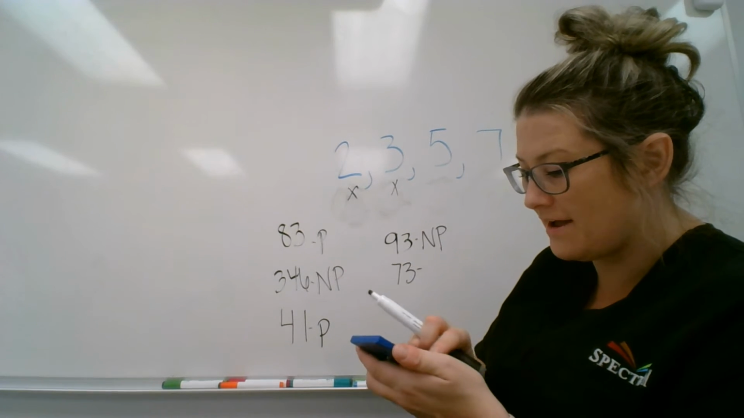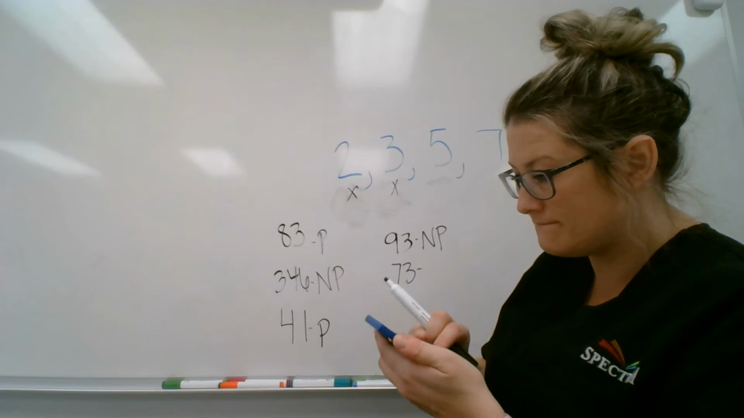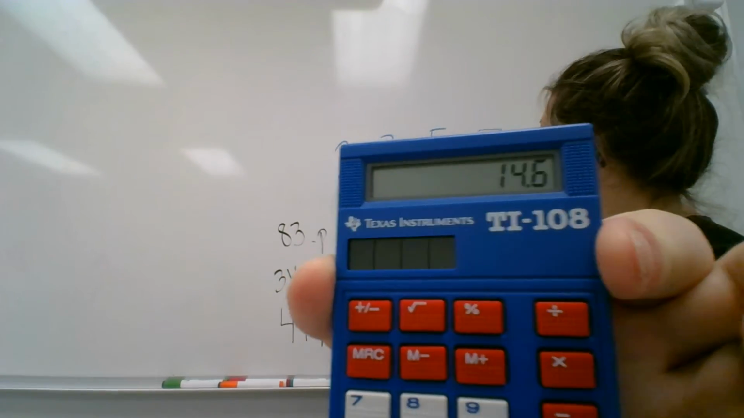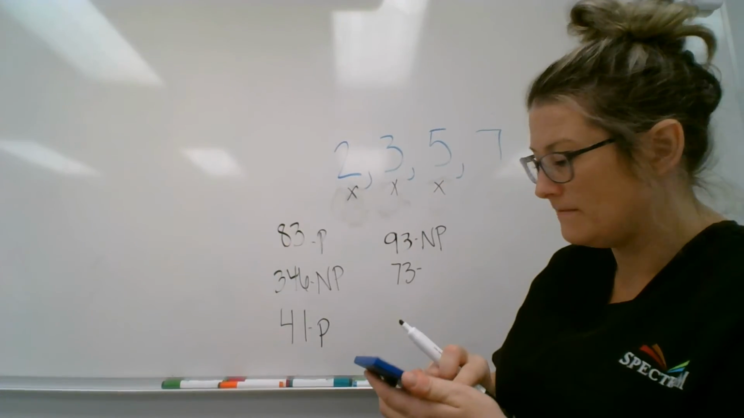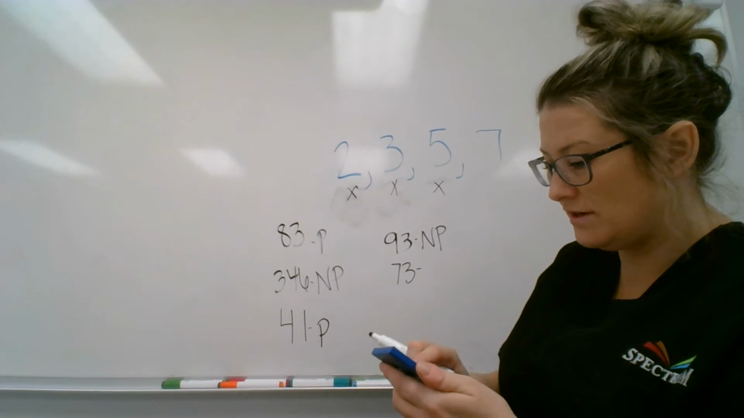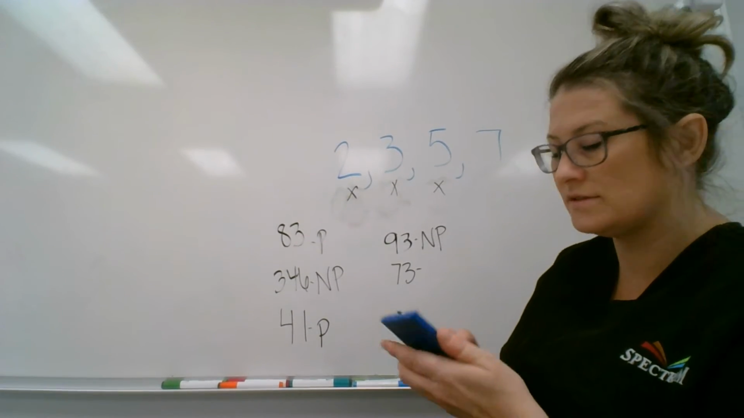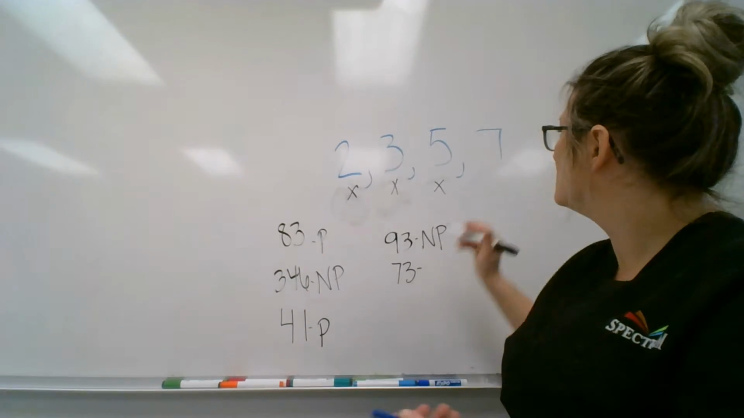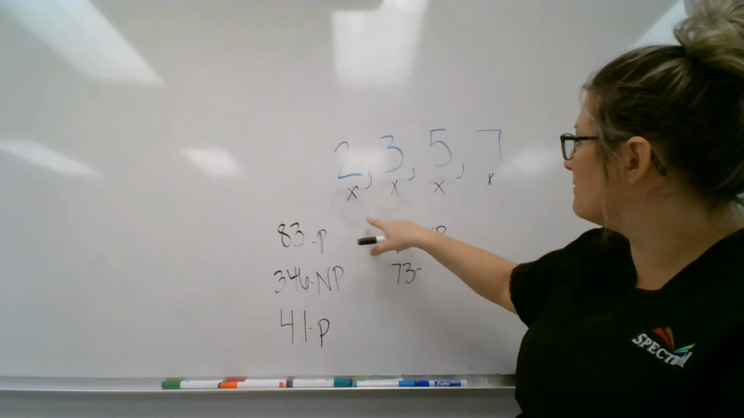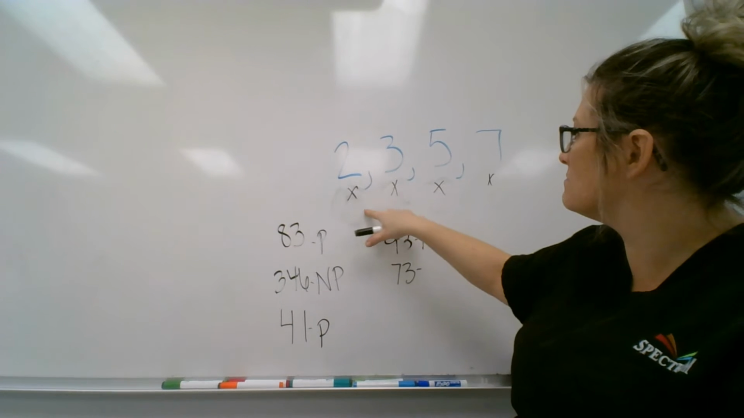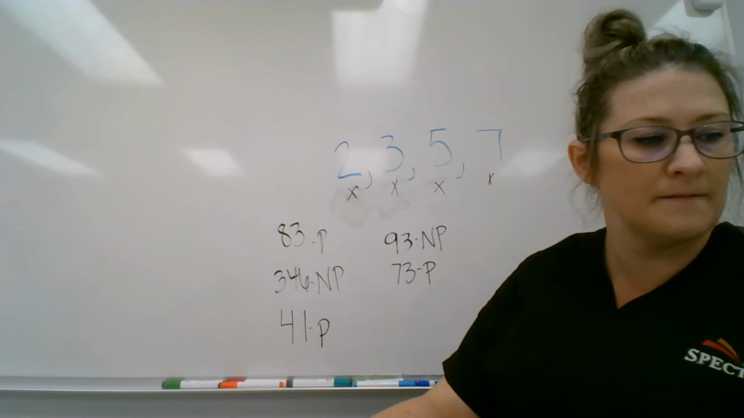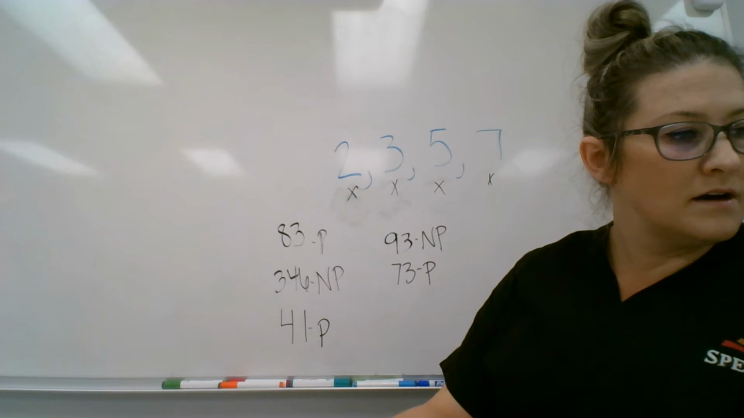73 divided by 5. 14.6. There's a decimal, so what do I do? Give it an X. Nope. One more. 73 divided by 7 equals 10.4. So X. So if my number 73 cannot be divided by any of these numbers, it is a prime number, so I put a P. Okay.